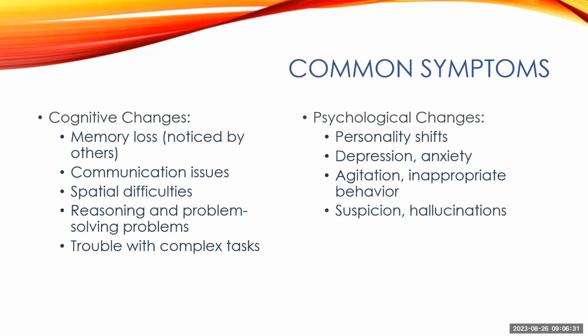So common symptoms include memory loss, communication issues, and trouble with space and time. That's why people get lost more easily when they have dementia. They also have trouble with complex tasks, and cannot figure out what, when, and how to do things. Besides that, directly or indirectly, they have some personality shift.